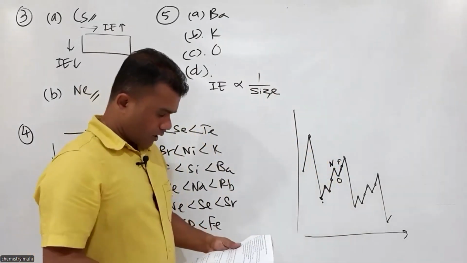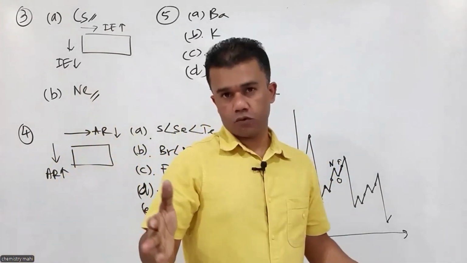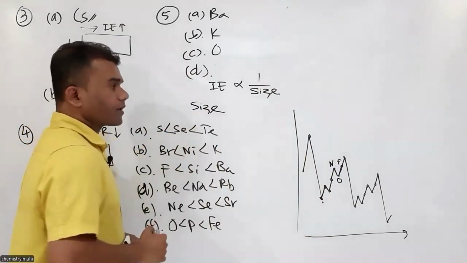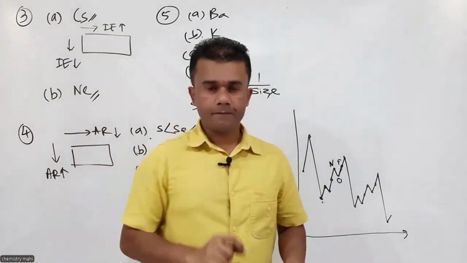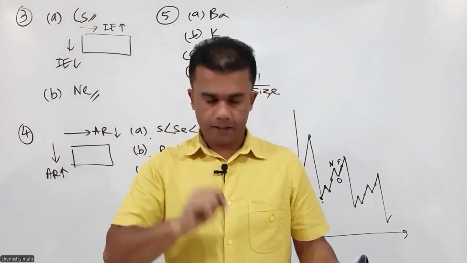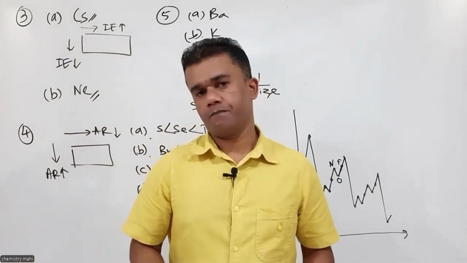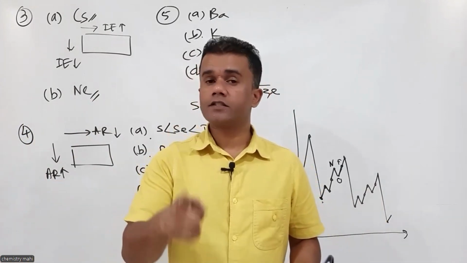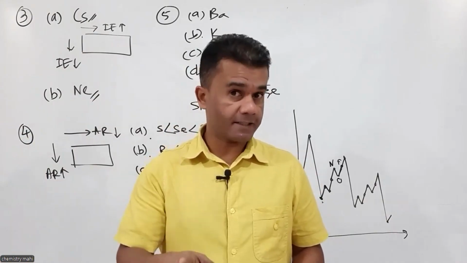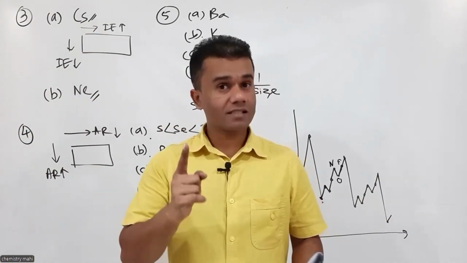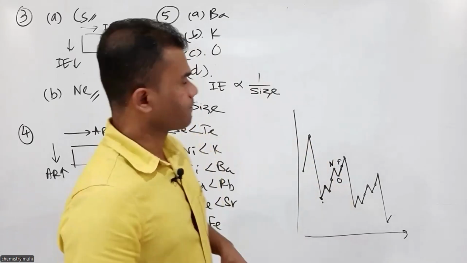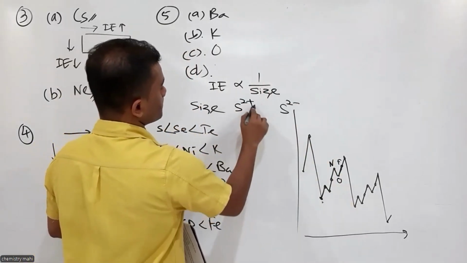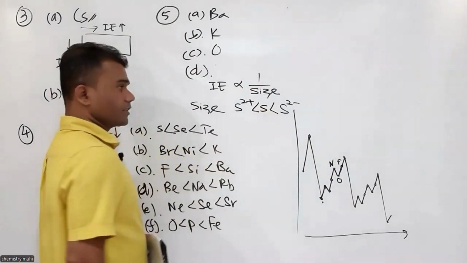Then once you compare S minus 2, S and S plus 2, we can easily compare the sizes first. What's the size? Sulfur is the parent atom. S minus 2 is the anion. S plus 2 is the cation. I hope you remember in the theory classes, I told you, cation is always smaller than the parent atom. Anion is always larger than the parent atom. Cation is smaller than atom. Anion is larger than atom. Then this is the order for the sizes.